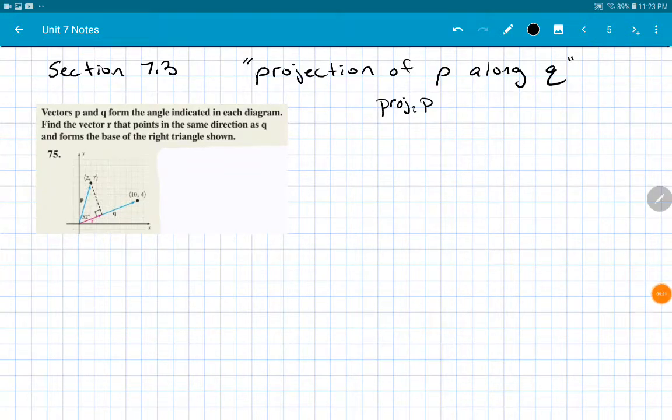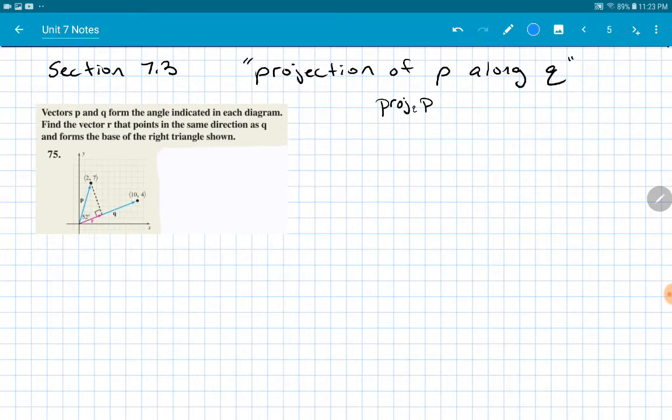In this section of 7.3, we are introduced to the idea of the projection of one vector along another vector, which we'll dive more into in section 7.4. But in this section, we're introduced to it so we can start thinking about how to apply trigonometry to this situation.